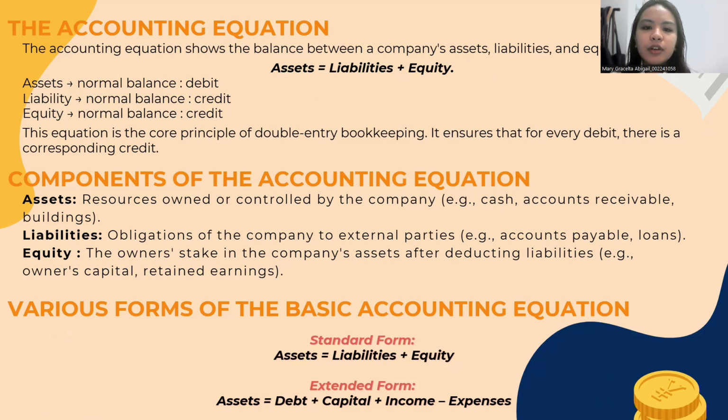3. Various forms of the basic accounting equation. Standard form: assets are equal to liabilities plus equity. Extended form: assets are equal to debt plus capital plus income minus expense.